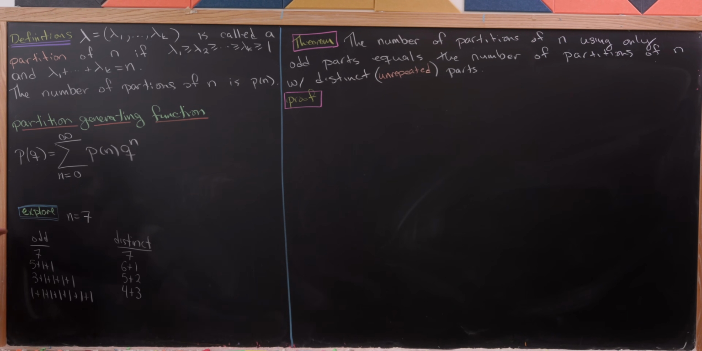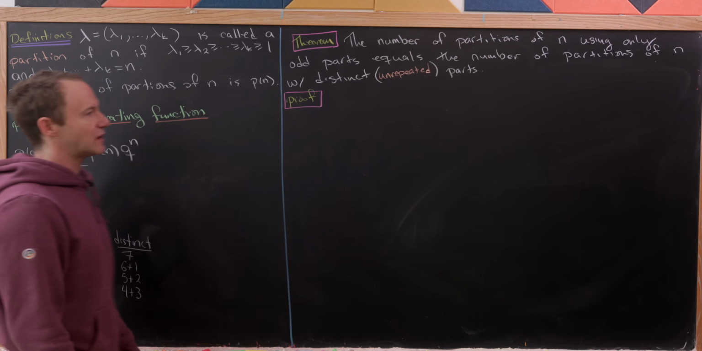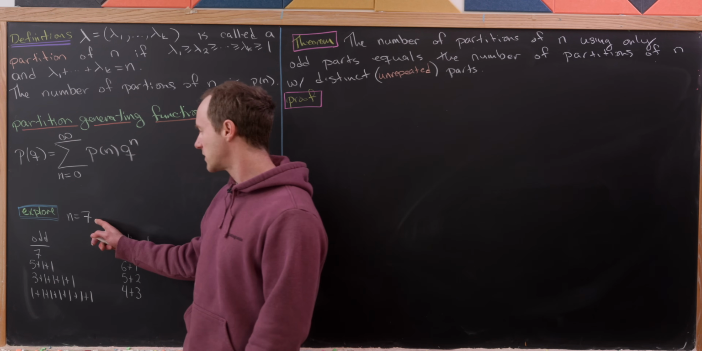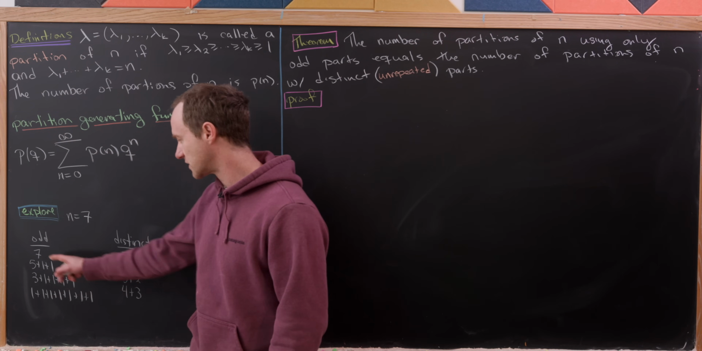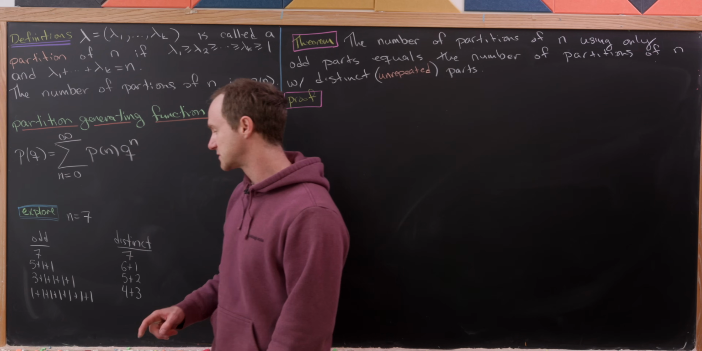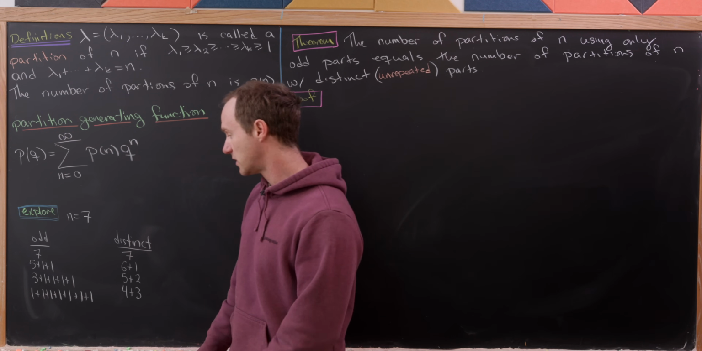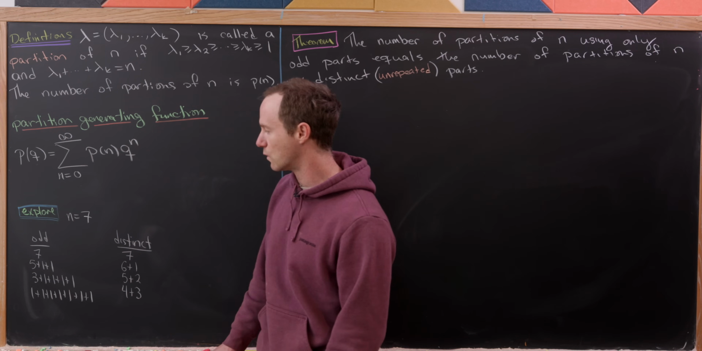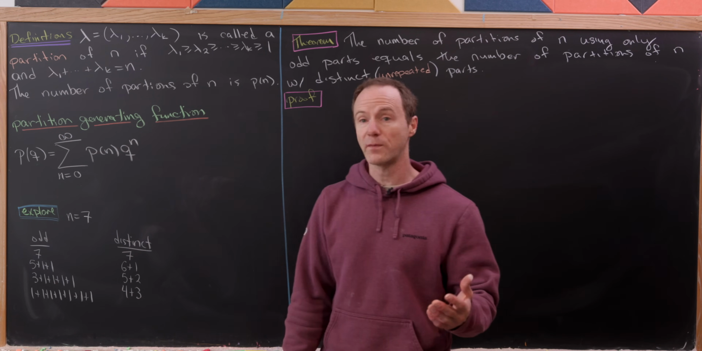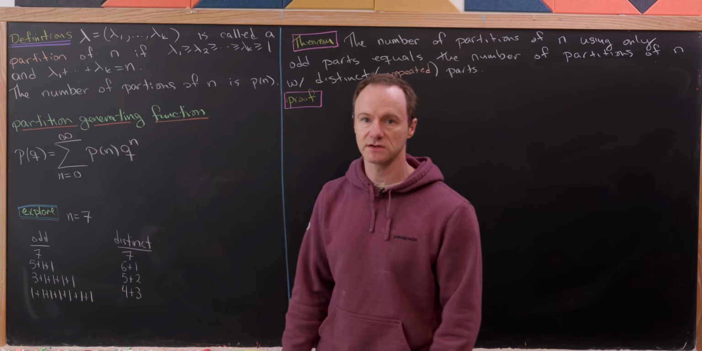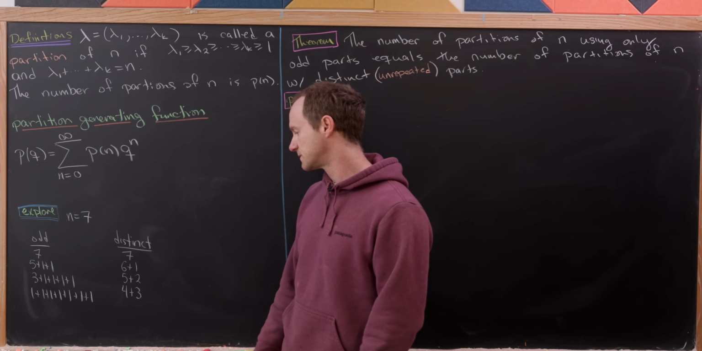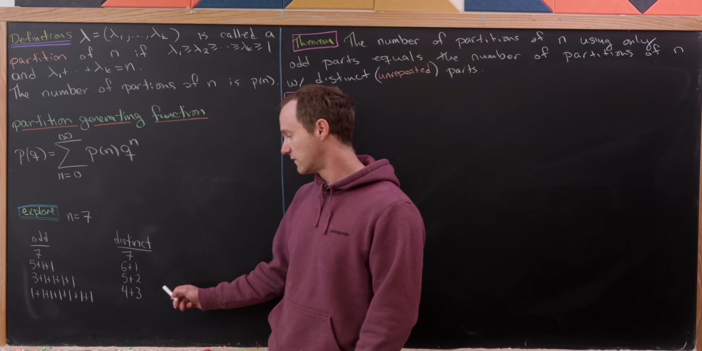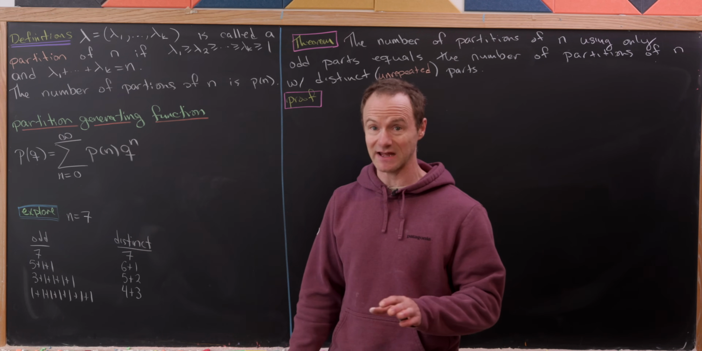So let's go over here to a bit of an exploration with n equals 7 to get some motivation for this. So the partitions of 7 using odd parts are 7, 5 plus 1 plus 1, 3 plus 1 plus 1 plus 1 plus 1, and then the sum of 7 ones. So notice there are 4 partitions of n using odd parts. But what about distinct parts? Well, we've got 7, 6 plus 1, 5 plus 2, 4 plus 3, and then that's it.